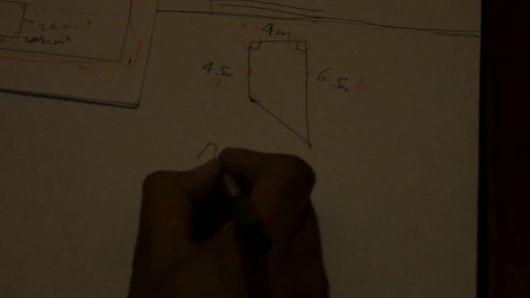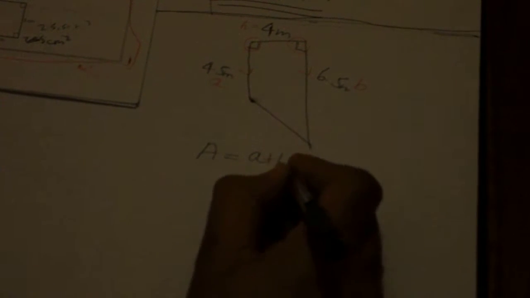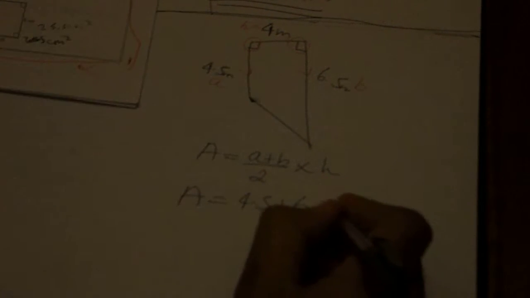Okay, so we're going to write down our formula again. So the formula is area is equal to the parallel sides, which is A and B, parallel sides, divided by 2 times by the height. So we said area is equal to A, 4.5, add 6.5 divided by 2 times by the height. Okay, and then we just throw all of this stuff into the calculator.